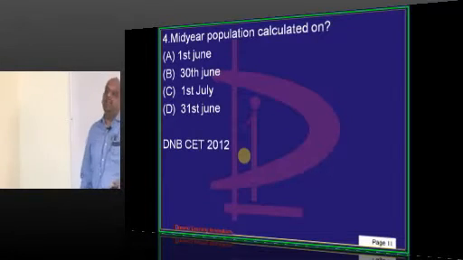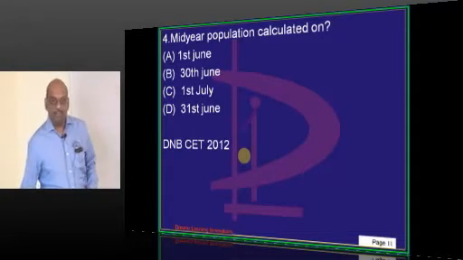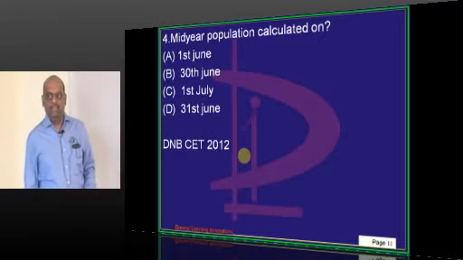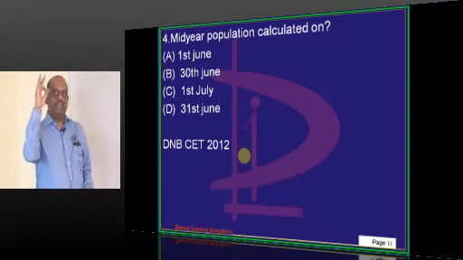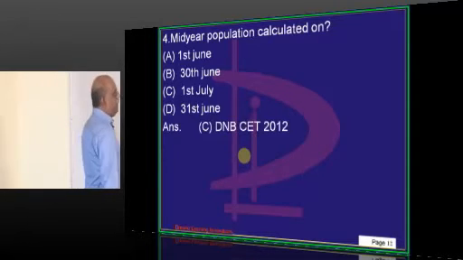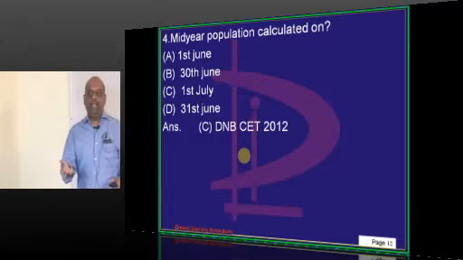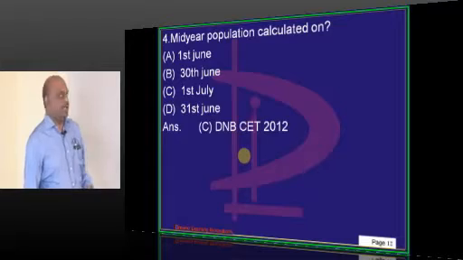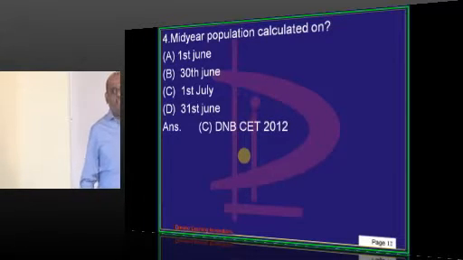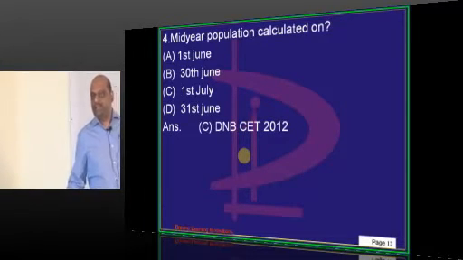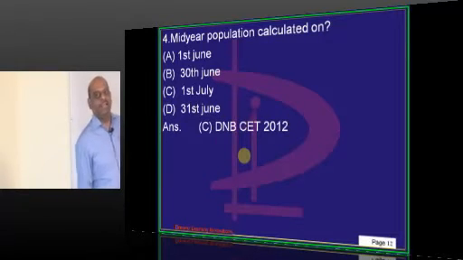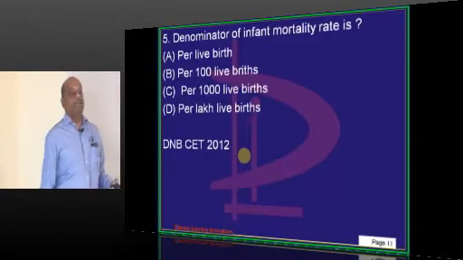When will you calculate the mid-year population? Now we are talking the topic about indicators of health. Favorite, highest number of questions in DNB CET. Typically it is the 1st of July when it is being considered, and easy to remember because July is the 7th month and 12 months means 1st of July is really also middle year. No big difficulty to remember.